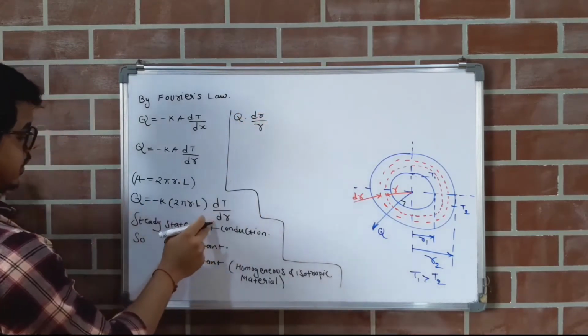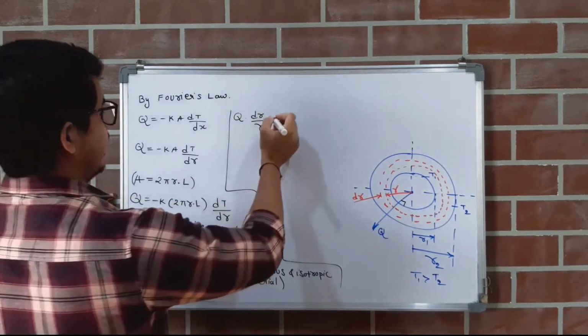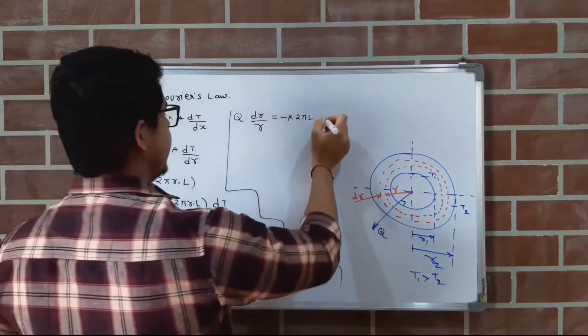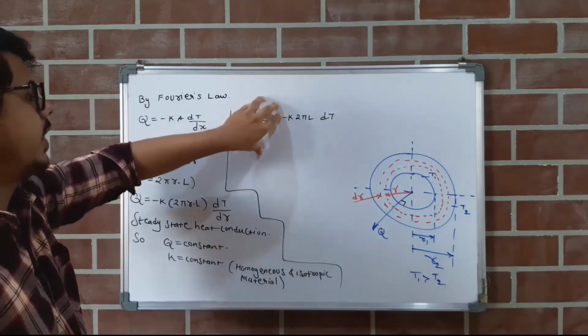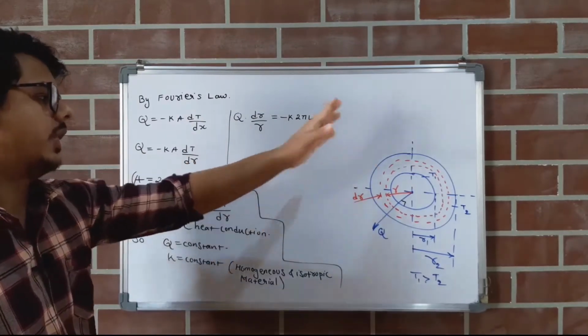This dr goes on the left hand side and this r goes in the denominator of the left hand side. It is equal to minus k 2 pi L into dt. So we got the variable separable form. You can observe that we have one variable type on one side and the other variable type, that is dt, on the other side.